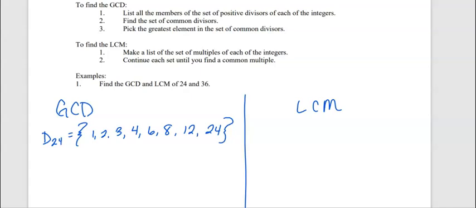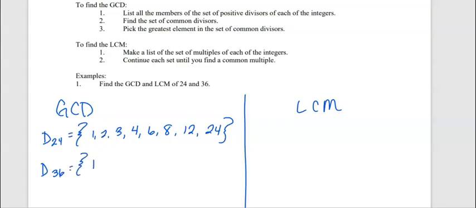That's why this works best when you have small numbers, because it's easy to make a list of everything it's divisible by. If your numbers start getting larger, then it makes it harder to make a list of everything it's divisible by. Next, I'm going to make a list of the divisors of 36 in set notation.